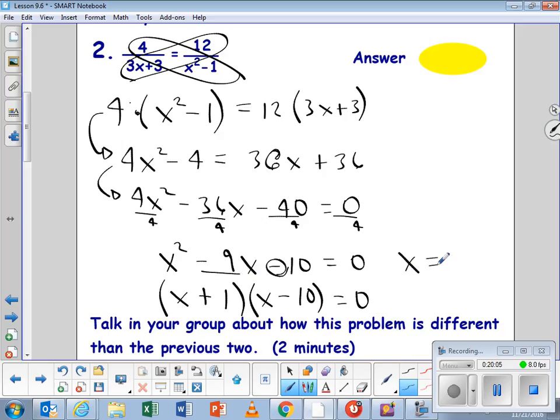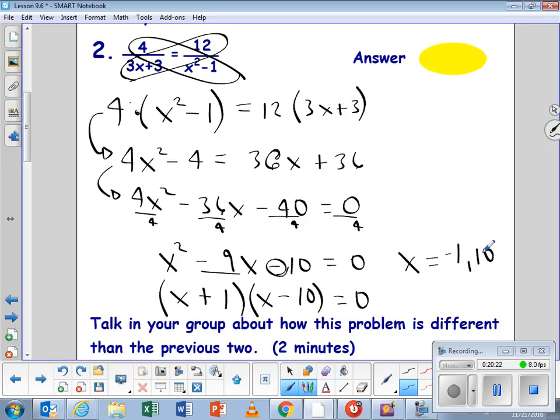Negative 1 and positive 10. So let's go back up here. -1 and +10. Let's see, we wrote -1 first. Will that one work? No. Why not?